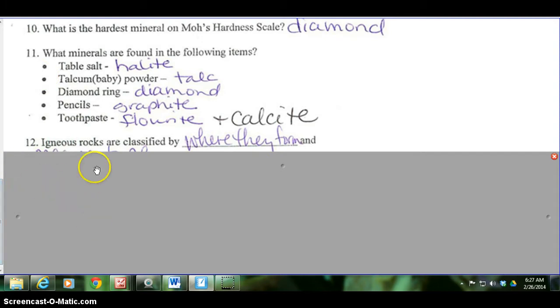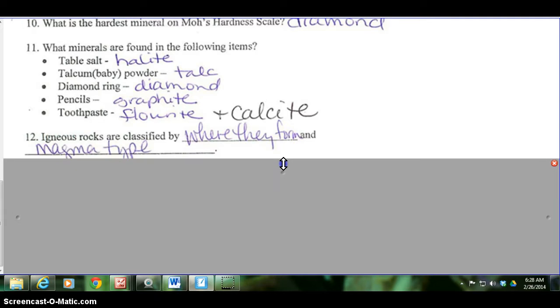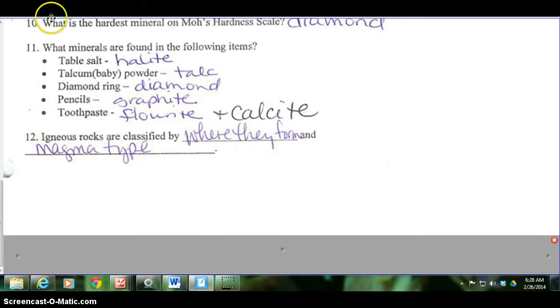Number 12, igneous rocks. Now, igneous rocks all formed from molten material, either lava or magma, but they are classified by where they form. Do they form on top of the Earth's surface or underneath the Earth's surface, and what type of magma forms them?